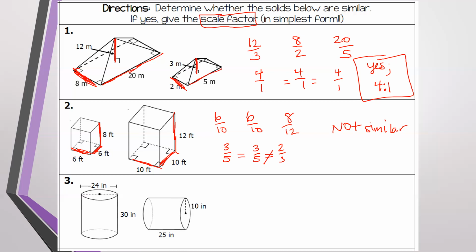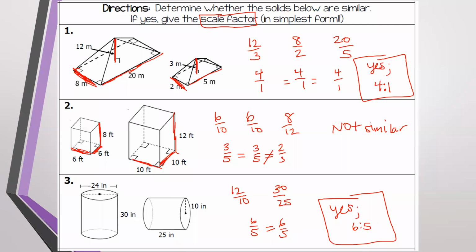I want you to try number 3. I've got 2 cylinders in number 3. Write the ratios of their corresponding linear measurements and determine whether or not these two figures are indeed similar. If they are, tell me what the scale factor is. So you should have said, yes, they were similar because 12 over 10 and 30 over 25 reduced to the same fraction, 6 over 5. If you didn't do 12 over 10, maybe instead you said 24 over 20, and it still reduces to 6 over 5. So that's okay.